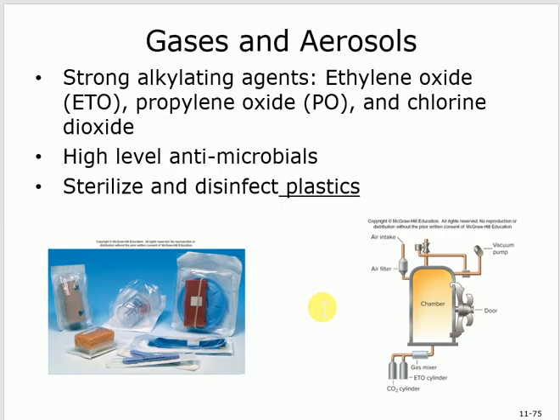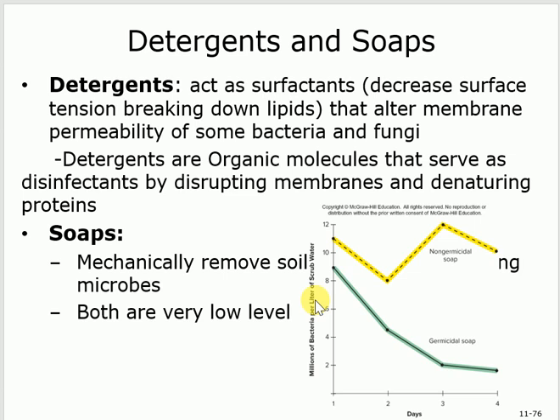Alkylating proteins and DNA. Some gases can be used, an aerosol, like ethylene oxide, propylene oxide, chlorine dioxide. These are all gases and aerosols. And they are used more for plastics. If you use it in higher concentration, it can be antimicrobial.